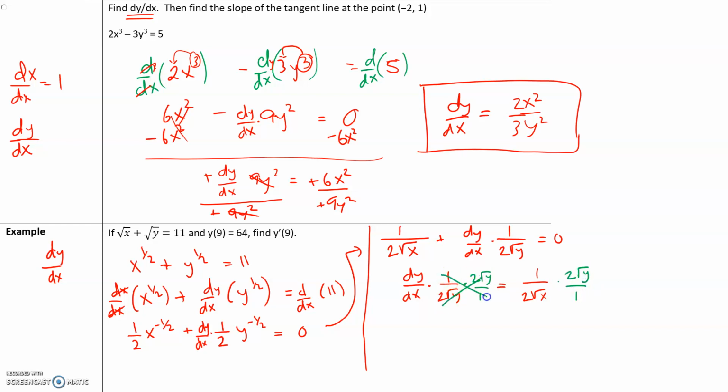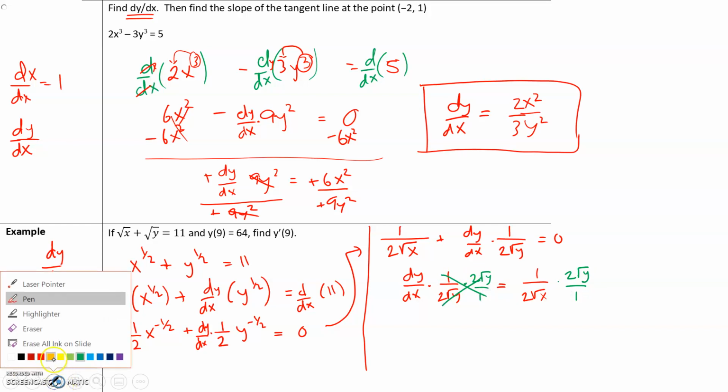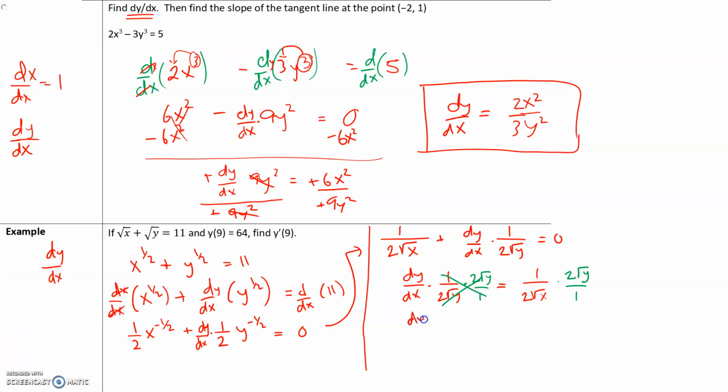So this is going to cancel out, and our objective is to get dy/dx by itself, which we have now accomplished. We got the derivative of y with respect to x. Over here, the 2 and the 2 cross cancel, so we're left with just radical y over radical x as the answer.